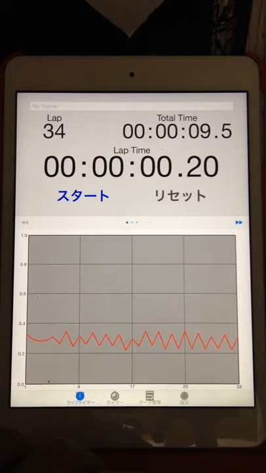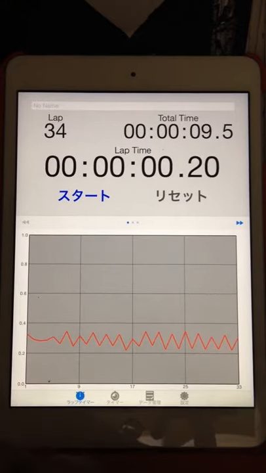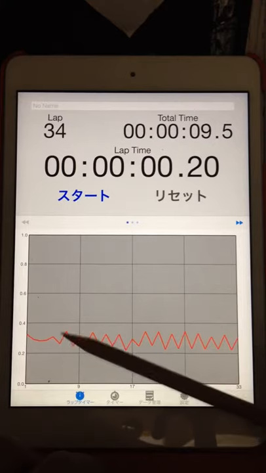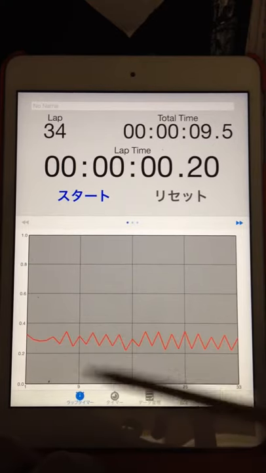9.5 seconds divided by 3, 4 laps, multiplied to front and back is 5.6 today. 0.56 second for one beat, front and back.